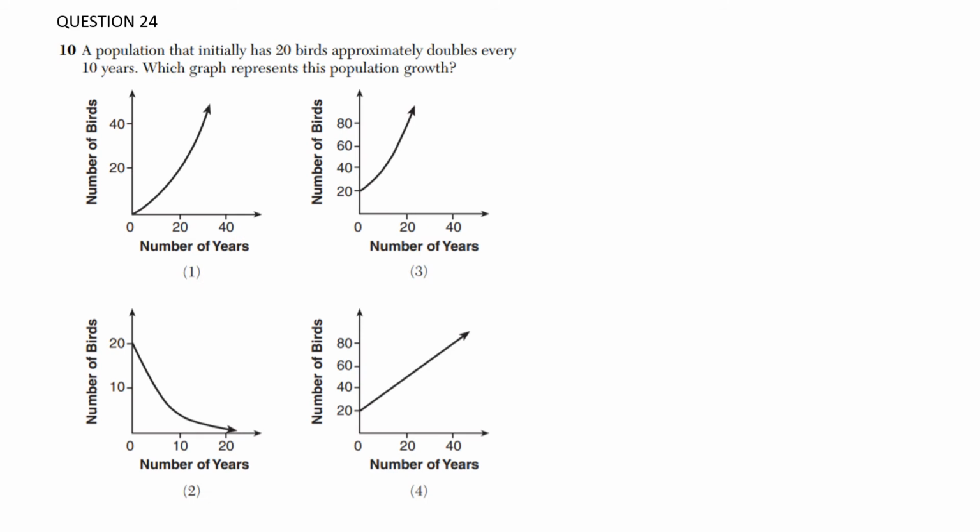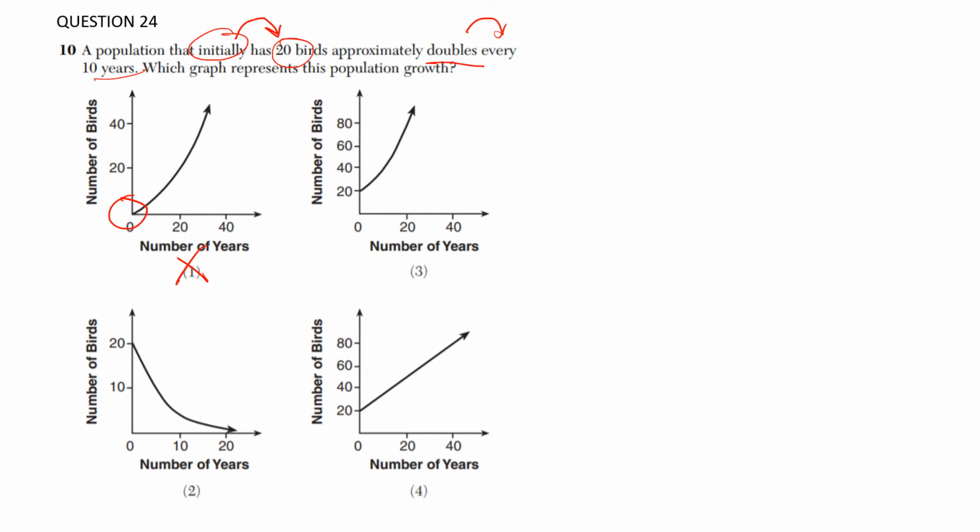So this next question is similar to the one we just did about exponential growth, and you'll see why. It asks: a population that initially has 20 birds approximately doubles every 10 years, which represents this population growth? We're going to eliminate 2 answers very quickly. This is how I'm going to do it. It says initially 20 birds, but this one is initially 0 birds. That can't be right.